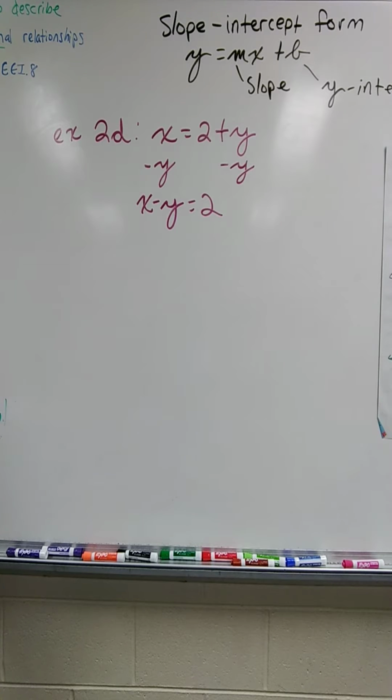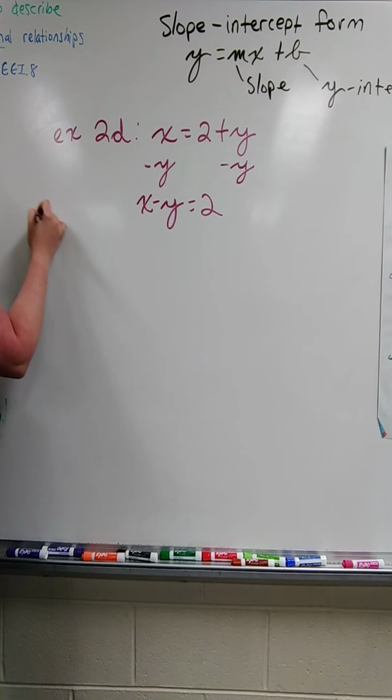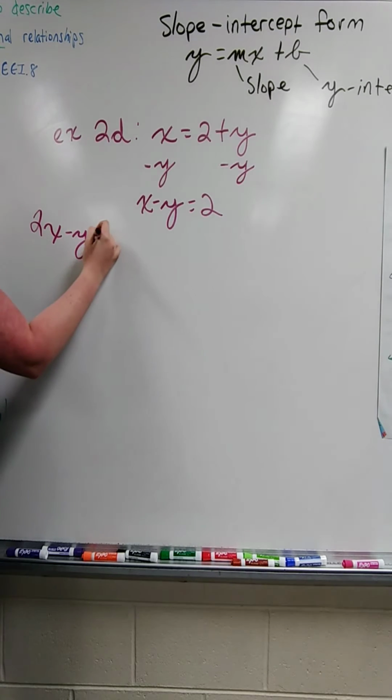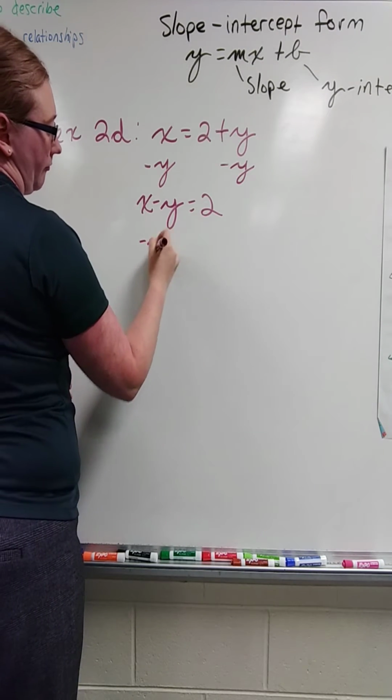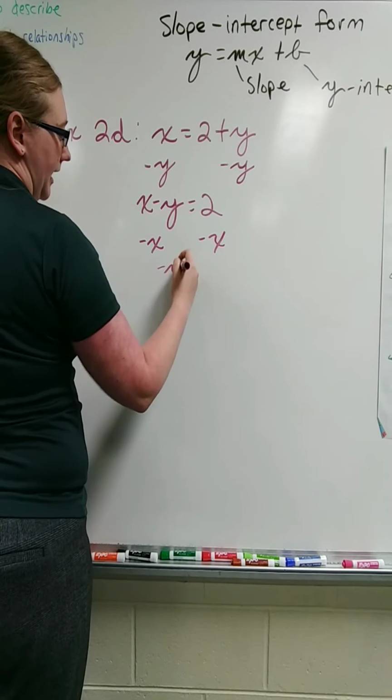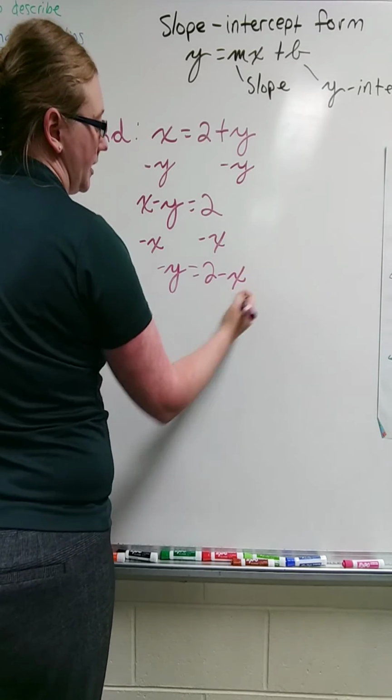Then what? Then you add x. If I add x, then I would end up with 2x minus y equals 2 plus x. Is that what I want? No. Nope, that's not going to work. So instead of adding x, what should we do? Subtract x. Negative y equals 2 minus x.